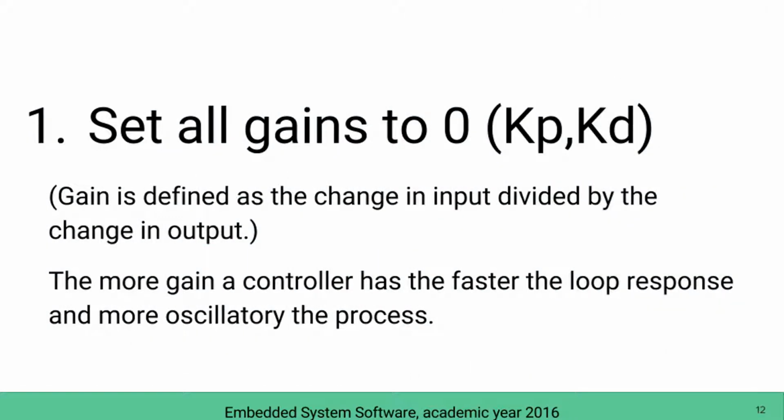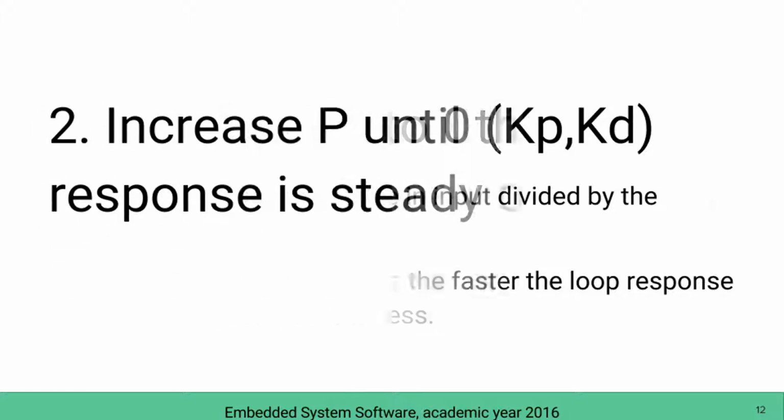We start by setting our gains, Kp and Kd, to 0, where gain is defined as the change in output divided by the change in input. The more gain a controller has, the faster the loop response and the more oscillatory the process.